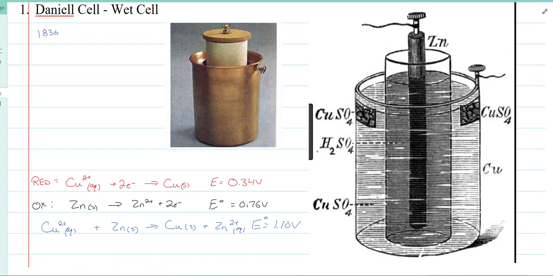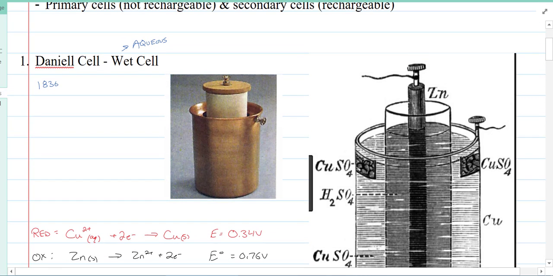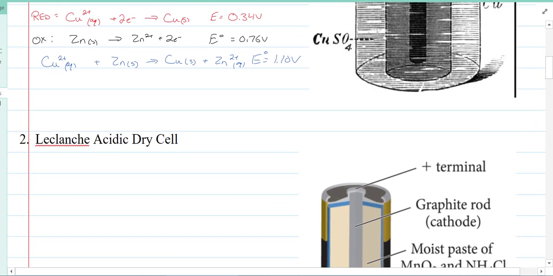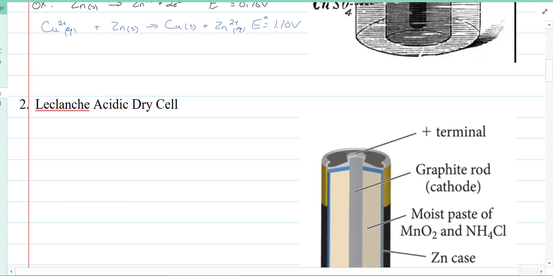One of the problems with the wet cell is that water, we'll say this, H2O is approximately 8 pounds per gallon. Water's heavy. And so like your car battery, they're heavy batteries. So for portability, we don't really want wet cells. That came up with the Leclanché dry cell. Now this is in the 1860s. It's a dry cell, so it means there's not a lot of water.